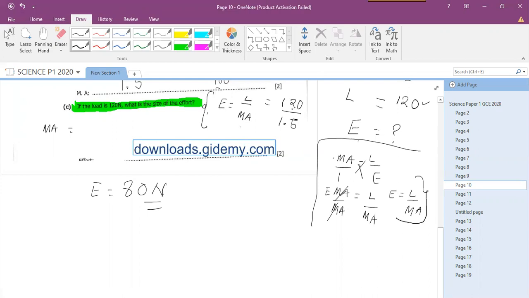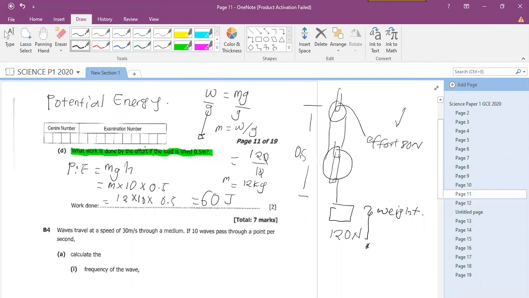The load we've been given as 120 and the mechanical advantage we calculated as 1.5. Here we just do simple arithmetic. We divide 120 by 1.5. Our effort became 80 newtons. And then the final part of the question, we're told to calculate the work done by the effort if it's lifted 0.5 meters. Remember, as this effort is pulling down there is work done against gravity, and we define work done against gravity as potential energy. So we need 3 variables there.